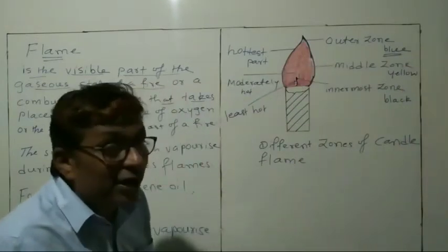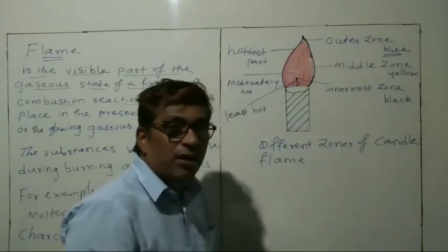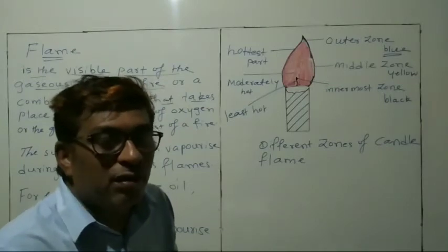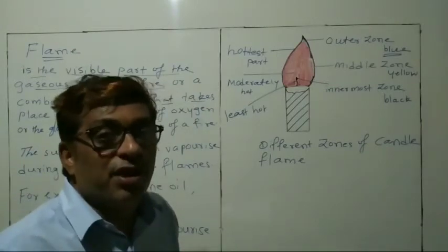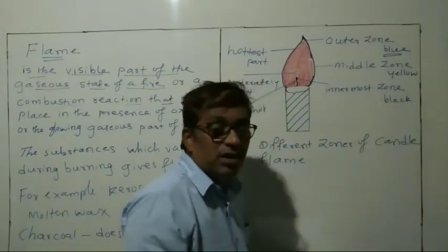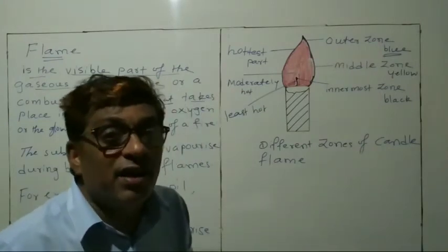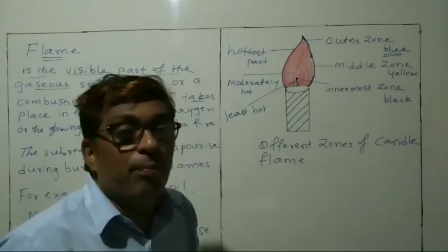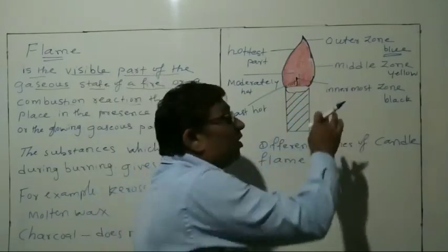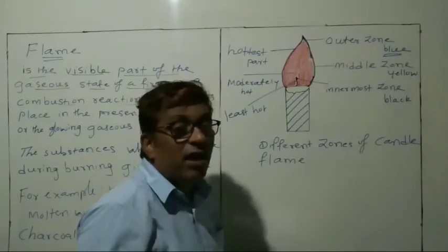Next, the middle zone. The middle zone is yellow in color, and here partial combustion takes place, not full. The third one is the innermost zone. This innermost zone is black in color, and here unburned wax vapors will be there. These are the three kinds of zones.